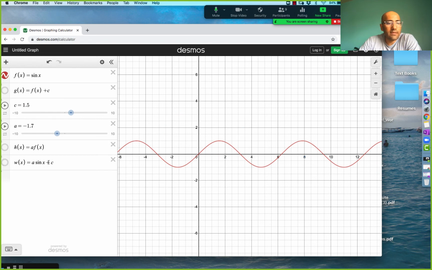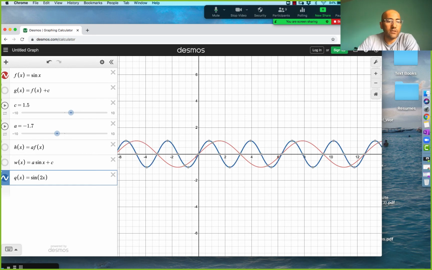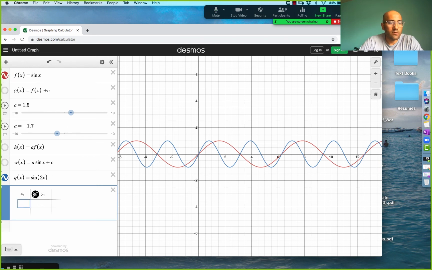What if I multiply the argument of the sine function times some constant? So let's define a new function, q of x. q of x equals sine of, let's say I multiply this by 2x. What did it do? Let's look at it here. In fact, let's look at it in terms of a table. We have x, and this is sine of 2x.